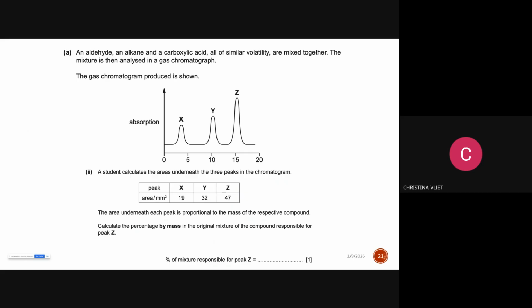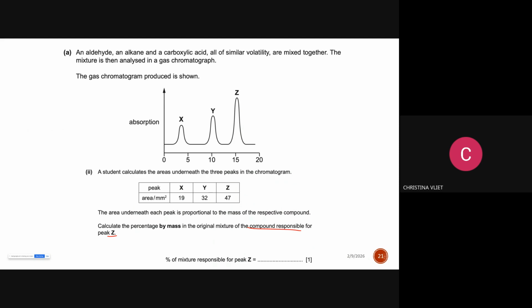And so they do it for X, Y, and Z, and they find that the area of X is 19, the area of Y is 32, and the area of Z is 47. And they tell us that area is proportional to the mass of the respective compound, and they ask for the percentage by mass in the original mixture of the compound responsible for Z. So how could we figure out this information?